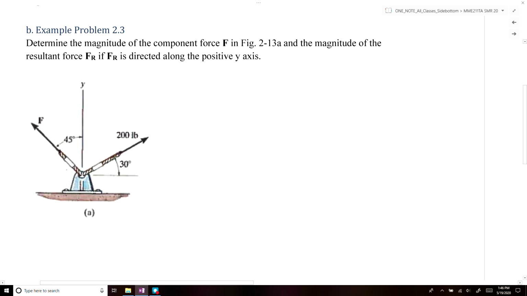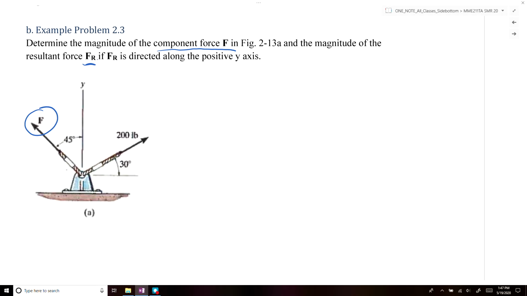So in this example problem, we're asked to determine the magnitude of the component force F shown in this figure. This is the component force F that's acting at a 45-degree angle with the y-axis. And then we're asked to also determine the magnitude of the resultant force, F of r, if the resultant force is directed along the positive y-axis.